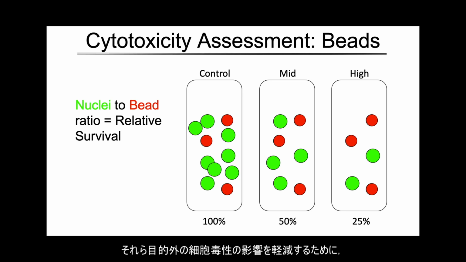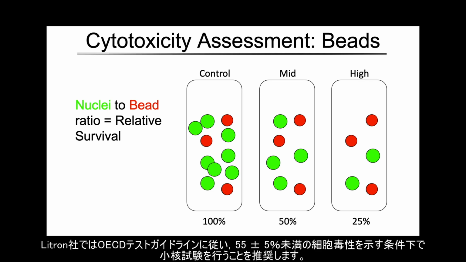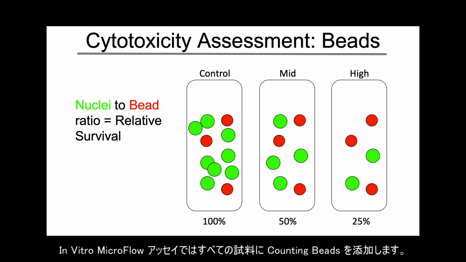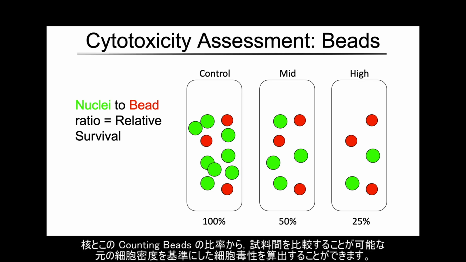In order to mitigate against this unwanted influence, methods for in vitro micronucleus should include assessments of cytotoxicity, and current guidelines recommend that cytotoxicity levels of no more than 55 plus or minus 5% should be evaluated for micronucleus formation. To obtain the values required for calculation of cytotoxicity, our in vitro MicroFlow method incorporates a counting bead that is distributed equally across all samples. When you use this particle to generate a nuclei to bead ratio, you can compare across samples to determine the impact of exposure on the cell culture density.